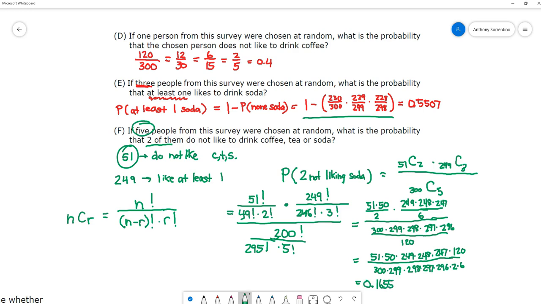So basically, if you pick 5 people from this survey at random, you have about a 16.55% chance that exactly 2 of them will not like to drink coffee, tea, or soda.